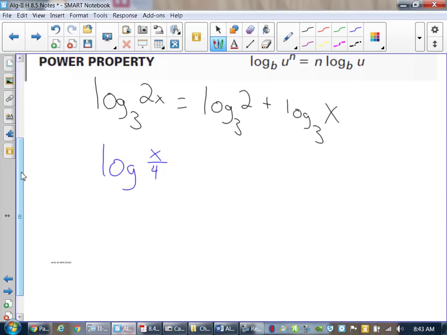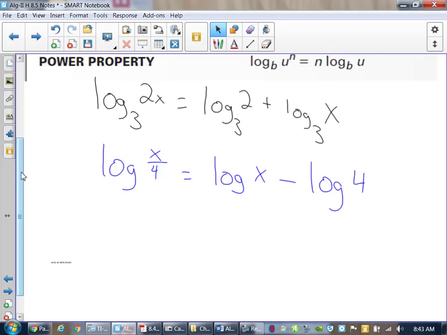When I don't put a base next to a log, what's the base? 10. Good. So that just means it's log base 10, and that's where this comes from.